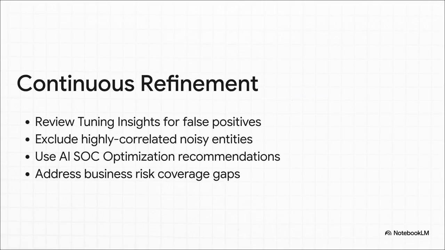But even with great coverage, you still have to continuously refine your logic. Sentinel gives you two really powerful tools to keep things sharp. First up, the Tuning Insights pane actively watches how your analysts are closing incidents. If a specific service account is constantly triggering alerts that get closed out as false positive, it flags that highly correlated entity and actually recommends excluding it. Super helpful. Second, you've got the SOC optimization dashboard. This uses AI to give you proactive recommendations for MITRE tags or to highlight critical business risk coverage gaps that you really need to address.